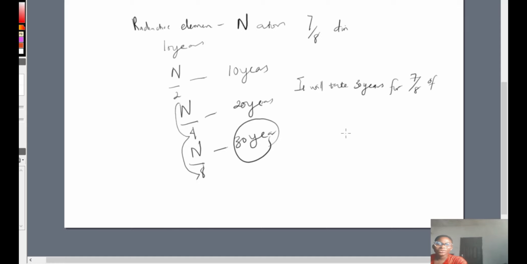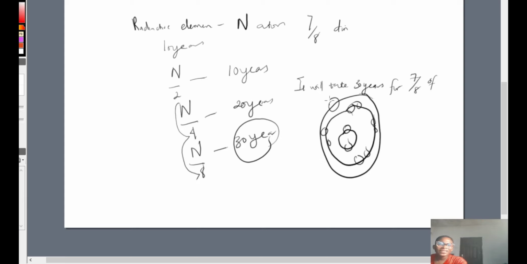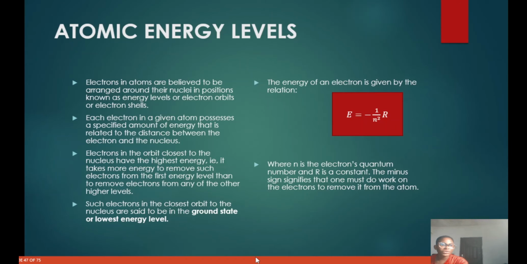When we're talking about sodium, we have 2 here, 8 electrons here, and the last one we have 1. For us to displace this last electron is easier than to displace the ones close to the nucleus of the atom. These ones at the ground state have more energy than the ones that are here. These ones are easily displaceable. That's what that statement was trying to explain to us.